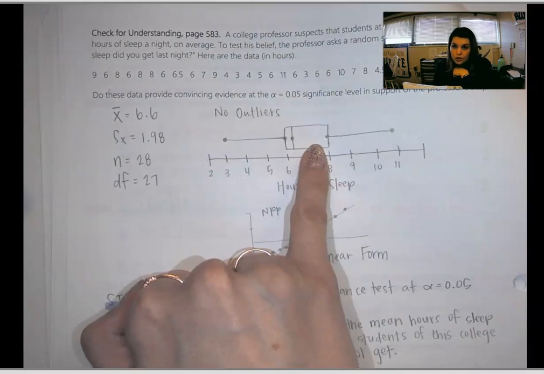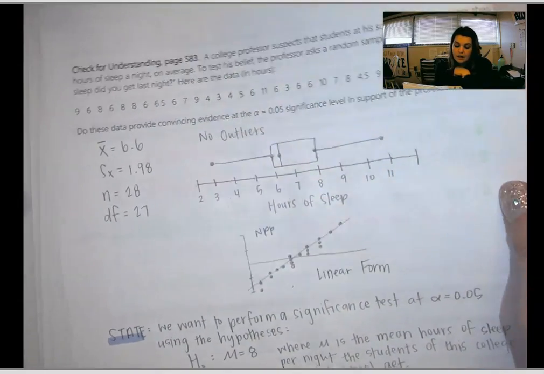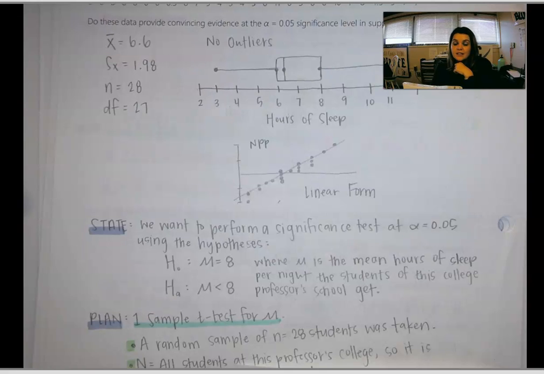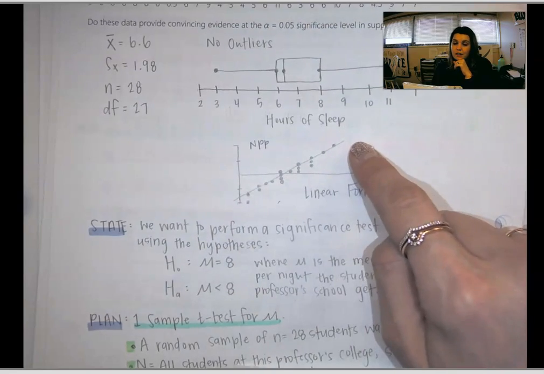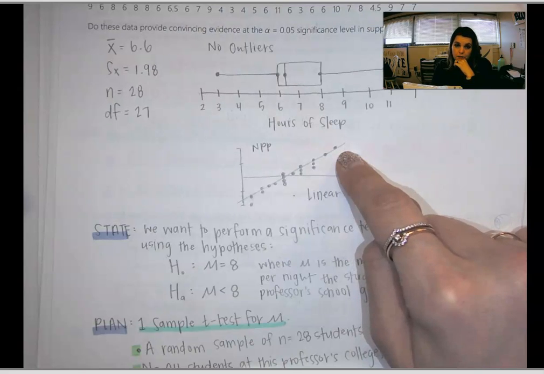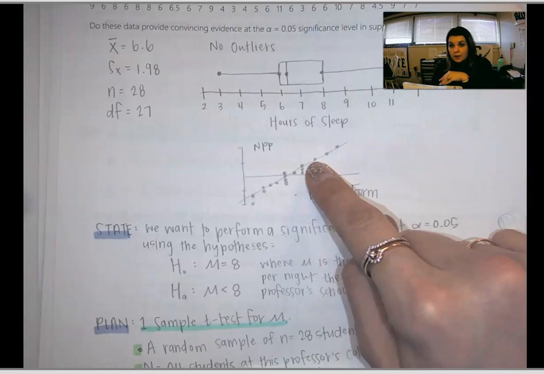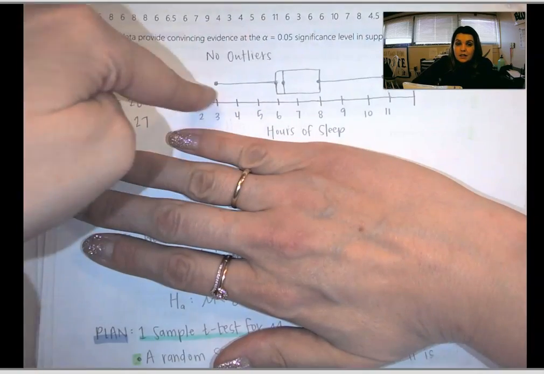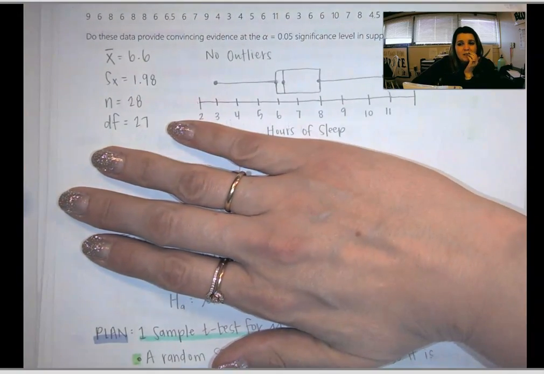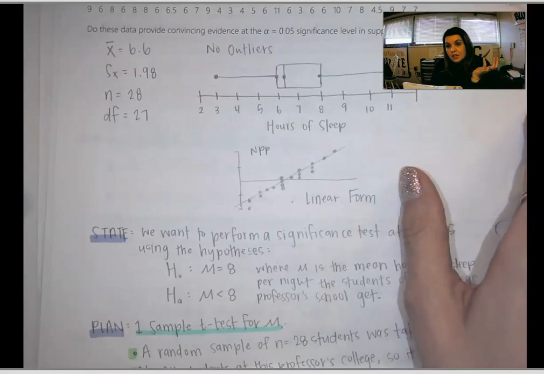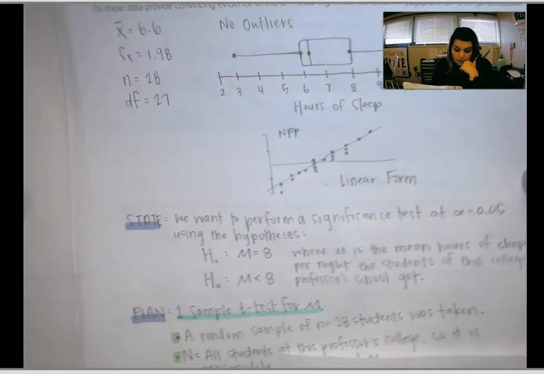Because this was so skewed, I checked the NPP. And once I looked at the normal probability plot, I realized that it is okay to assume the population is normal because this definitely has a linear form. So even if you don't graph the NPP, but you use it to help you make your decision, so maybe you did exactly what I did. You looked at the box plot and then you were like, oh, I don't know about that. So then you checked the NPP but didn't graph it. You probably should still mention it in your response if you did check it.